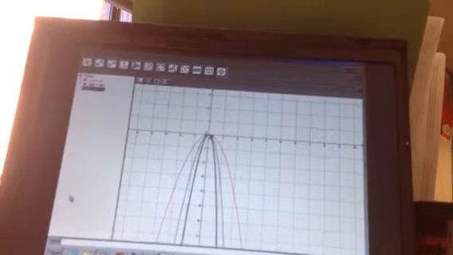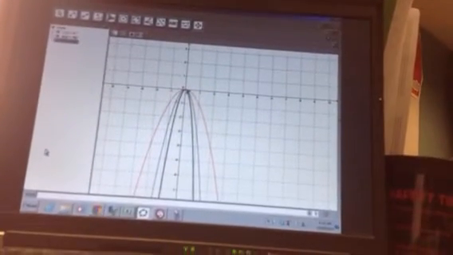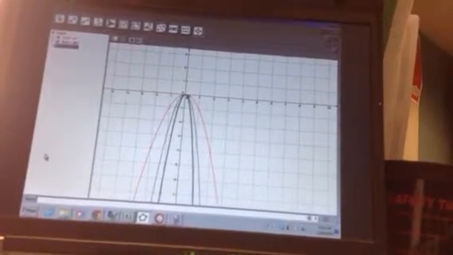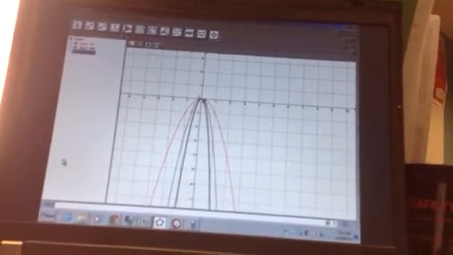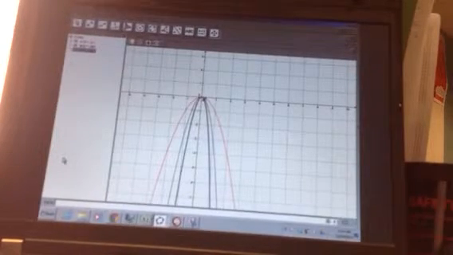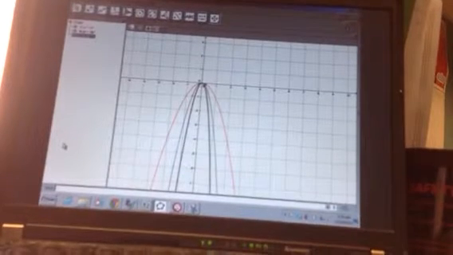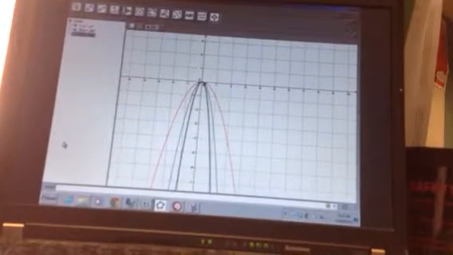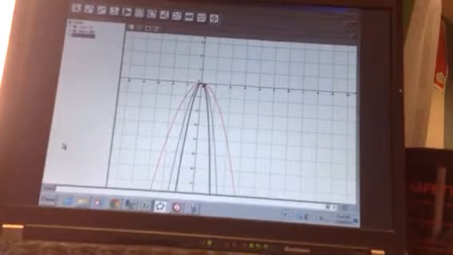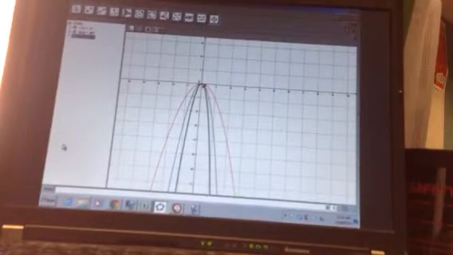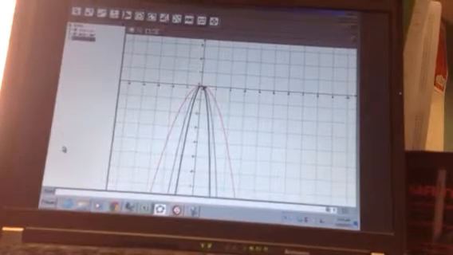So the directions are to graph each family of equations on the same screen. So you're going to draw those 3 parabolas on your graph paper, and then it says compare and contrast the graphs. Compare, that's what's the same. So what's the same for all three of these graphs? Okay, two people are talking. Okay, so the vertex is at the origin for all three.